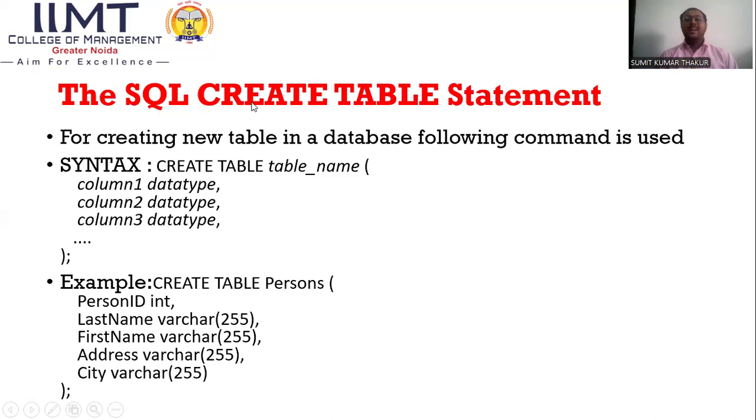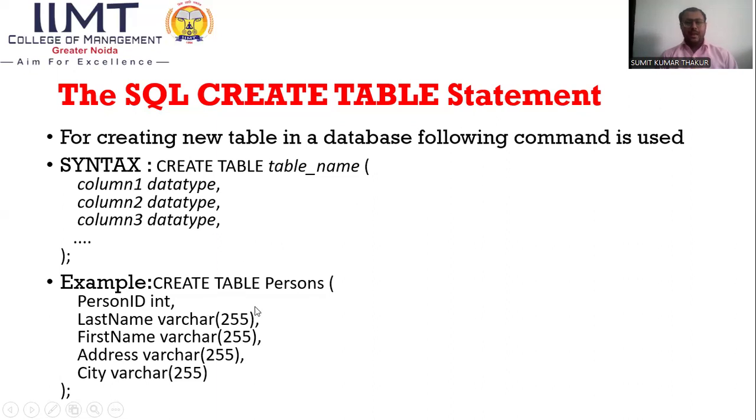Now, when we are talking about the create table command, earlier we studied the create database command. Now this is the create table command. It is for creating a new table in a particular database, and the syntax will be create table. Earlier we had create database. Now we have create table, and then we have to write the table name and all the fields, for example, last name, first name, address, city, and then we have to mention the data type. Data type can be int, varchar, char, and much more.